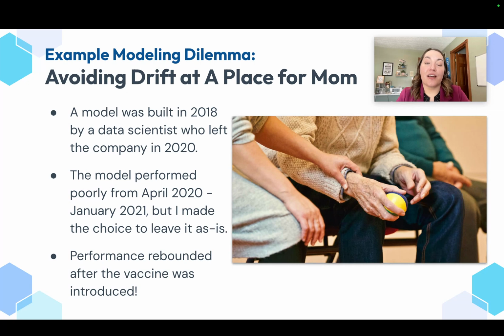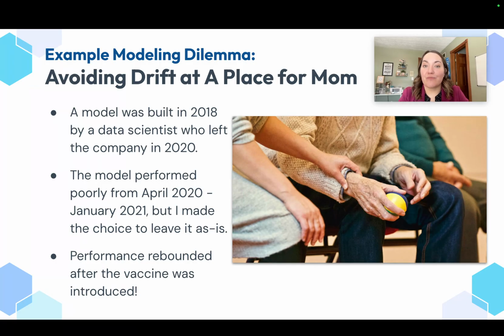I took a gamble and let it go for a little bit, because I looked at the variables that were involved. I looked at what was going on with COVID, and I knew senior living was in a really interesting place. If I retrained the model at this point, it would learn from COVID data. I did not want the model to learn from COVID data until I knew that COVID data was permanent. Thankfully, it wasn't. So I left the model as is.